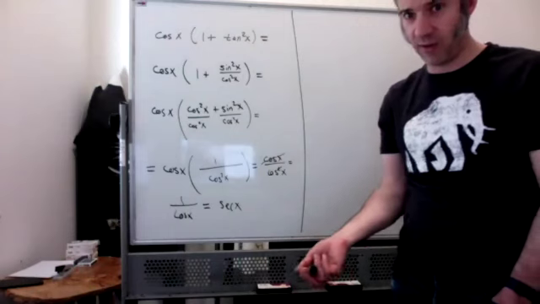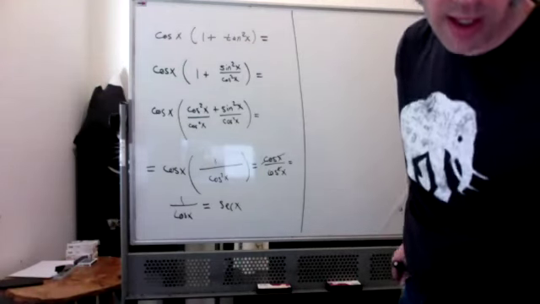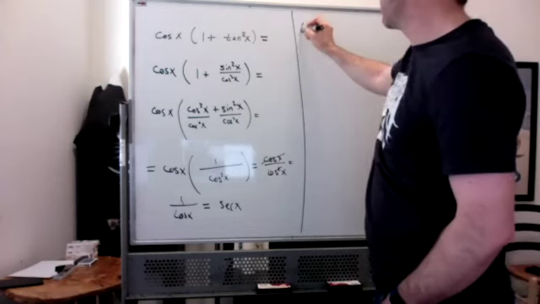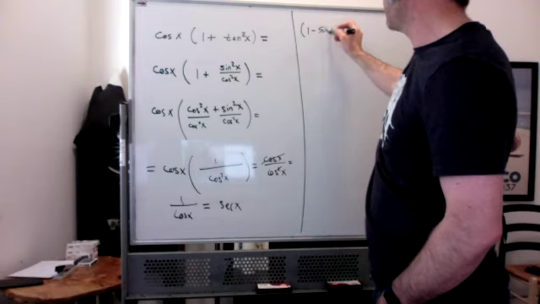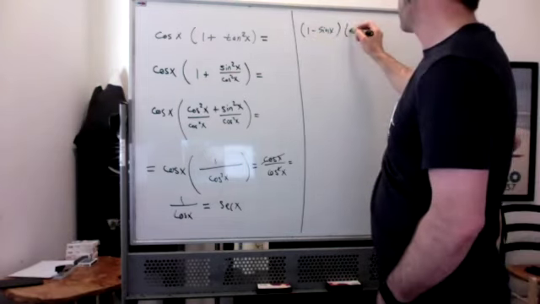So I should rewrite this as secant of x. Let's look at another one. Again, stop me if you have questions or you have a comment or something. Let's look at this one. Let's see, what is it? 1 minus sine of x times secant of x plus tangent of x.